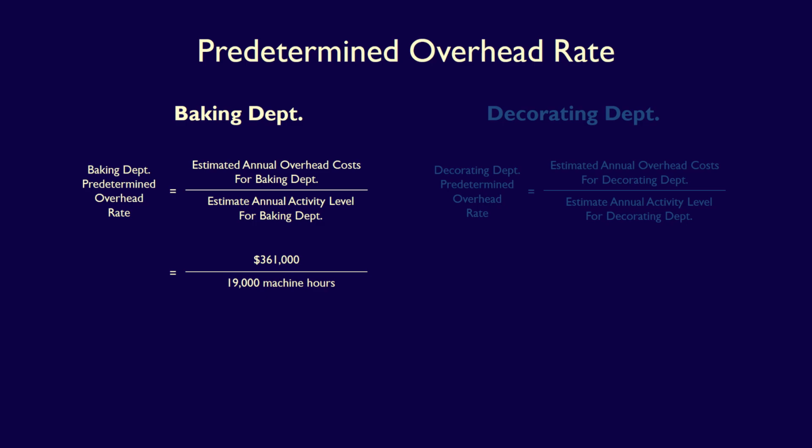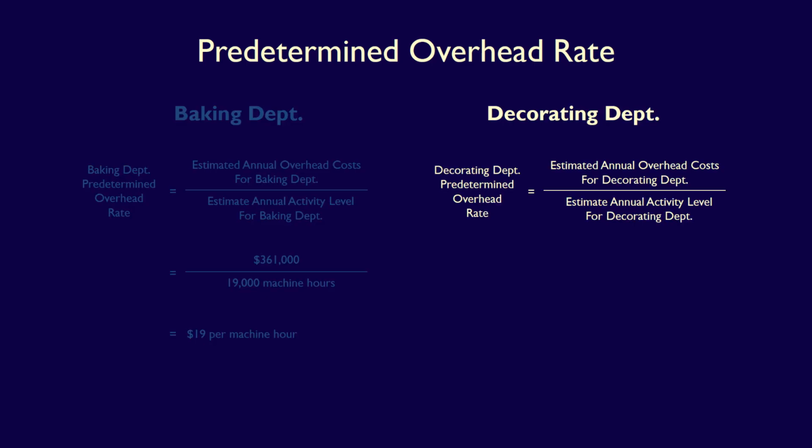$361,000 divided by 19,000 machine hours is equal to an application rate of $19 per machine hour. This means that for every 1 hour of machine time, Camilla will allocate $19 of overhead to the cost of the job. Let's now calculate the departmental rate for decorating.